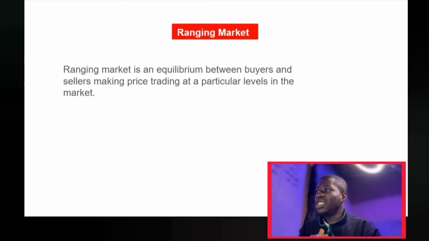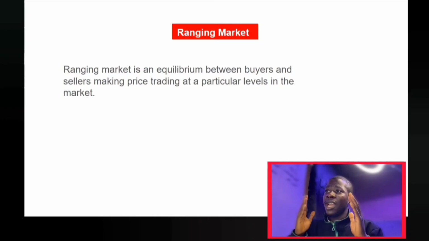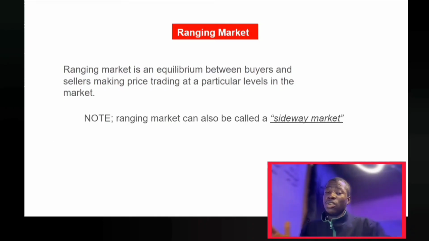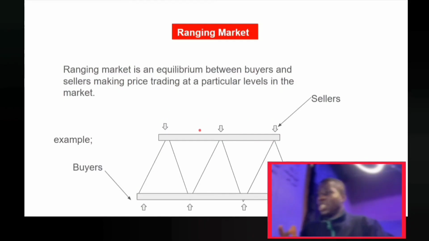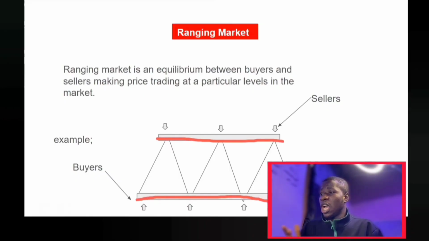Now we have the ranging market. The ranging market is an equilibrium between buyers and sellers, making price trade at a particular level in the market. Note this, guys, the ranging market can also be called a sideways market. And this is a chart example of a ranging market. As you can see, price is bouncing off a particular zone on the chart. And understand that sellers are pushing price at this zone towards the downward side, and buyers are pushing price up at this particular zone.